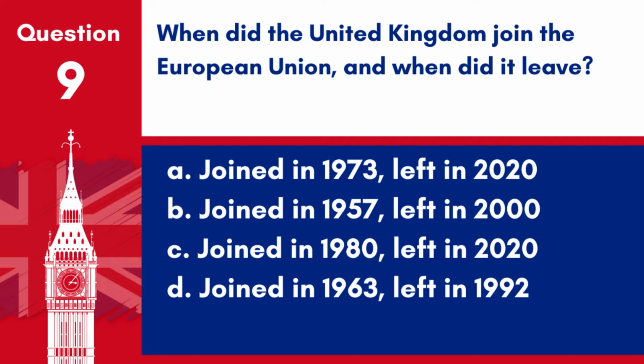Question 9. When did the United Kingdom join the European Union and when did it leave? A. Joined in 1973, left in 2020. B. Joined in 1957, left in 2000. C. Joined in 1980, left in 2020. D. Joined in 1963, left in 1992. Answer: A. Joined in 1973, left in 2020. The United Kingdom joined the European Union in 1973 and left in 2020.